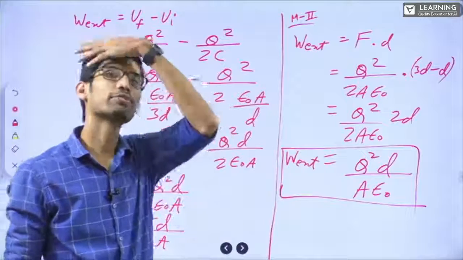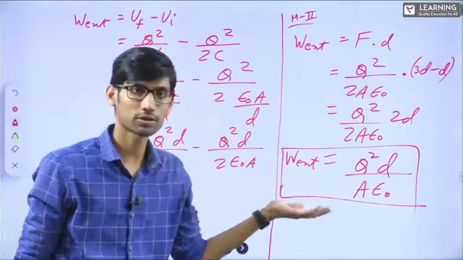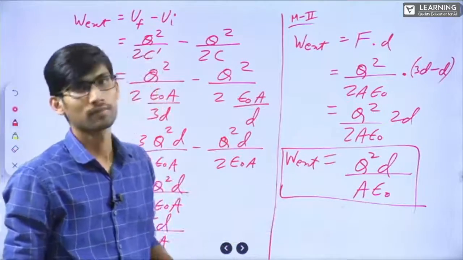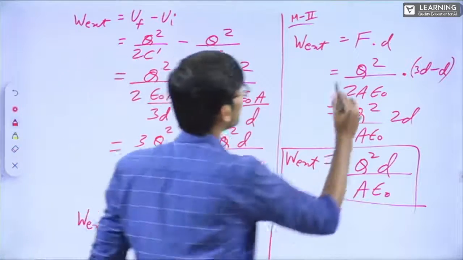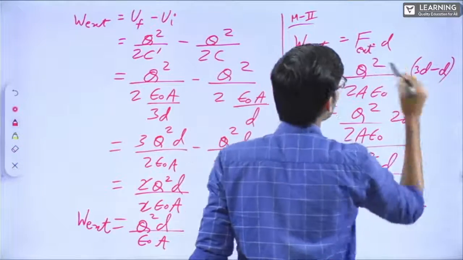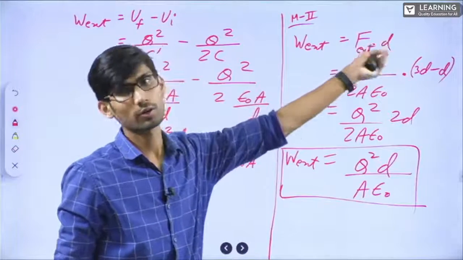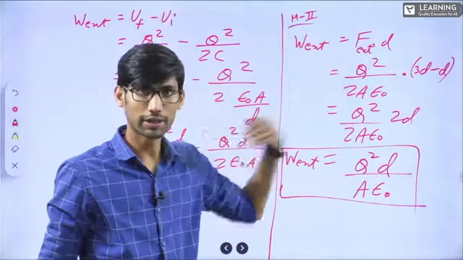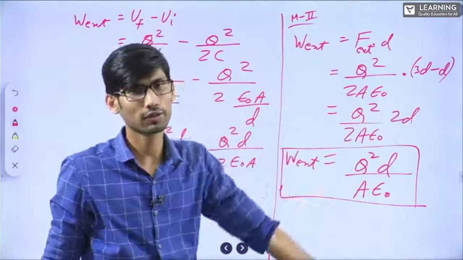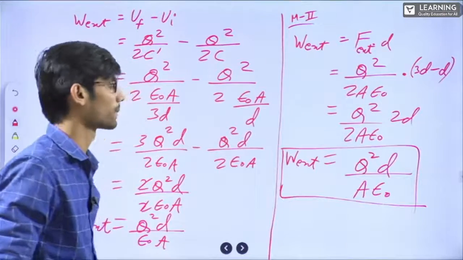If they would have asked work done by electrostatic force, a minus sign would be there. This is F external. We have gone in F external direction only. That's why it is positive. F dot D, dot product, if you want to see, both D and force were in same direction. Cos 0 is 1. That's why I have directly done F external into D. Clear?